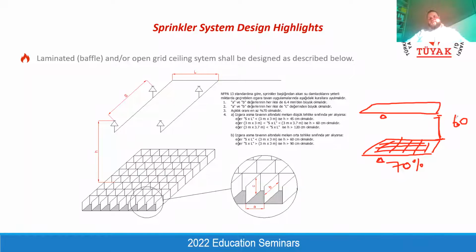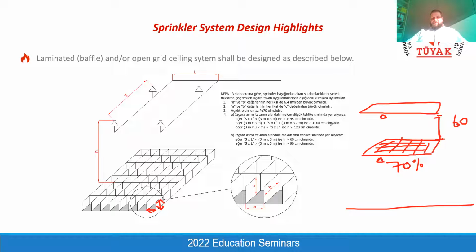And if you are fulfilling both of the requirements, and if you are fulfilling the open grid ceiling physical requirements, and I will explain, the distance between the laminated baffles shall be not less than the depth of the grid ceiling. It is the issue about the water to be reached beneath the ceiling. If you have very high profiles, then the water will not reach to the floor level, and the fire will not be taken under control.